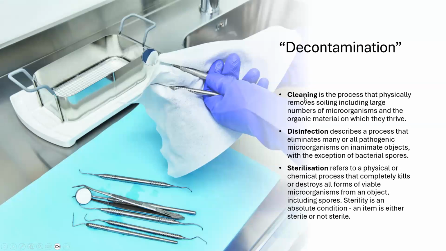We are discussing decontamination. So, cleaning, disinfection, and sterilization. Cleaning is the process that physically removes soiling, including large numbers of microorganisms and the organic material on which they thrive. Disinfection describes a process that eliminates many or all pathogenic microorganisms on inanimate objects with the exception of bacterial spores. And sterilization refers to a physical or chemical process that completely kills microorganisms from an object, including spores. Sterility is an absolute condition. An item is either sterile or not sterile.